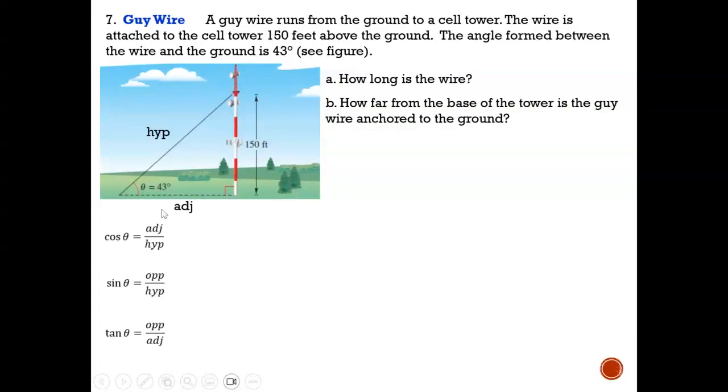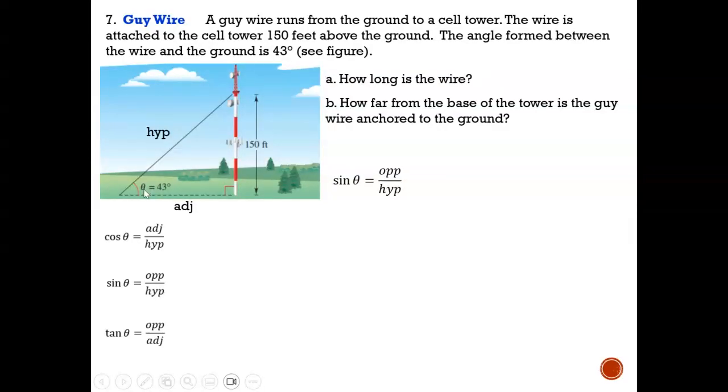Okay, now, you always have to think to yourself what's given and which trigonometric function can I use? Okay, so here we go. To find the hypotenuse, right?